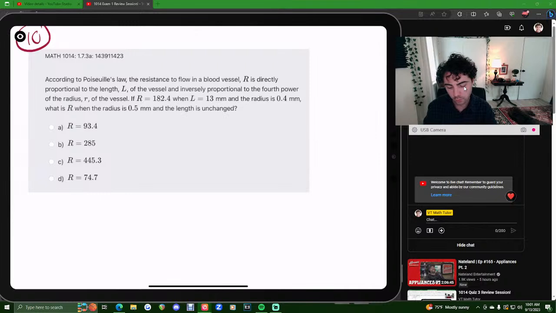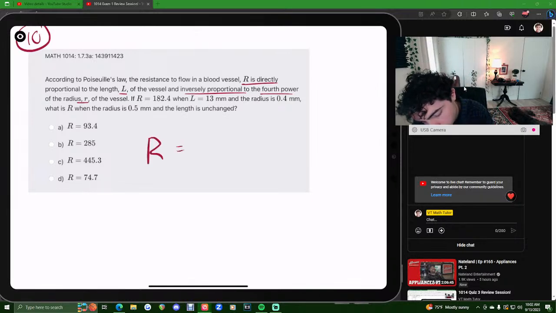All right. So, according to somebody's law, the resistance to flow in a blood vessel, R, is directly proportional to the length L of the vessel and inversely proportional to the 4th power of the radius r of the vessel. Very wordy. Let's talk about what to focus on. They're giving us information about R and how it is proportional to these other variables. So the goal is to write an equation for R. What is R equal to?